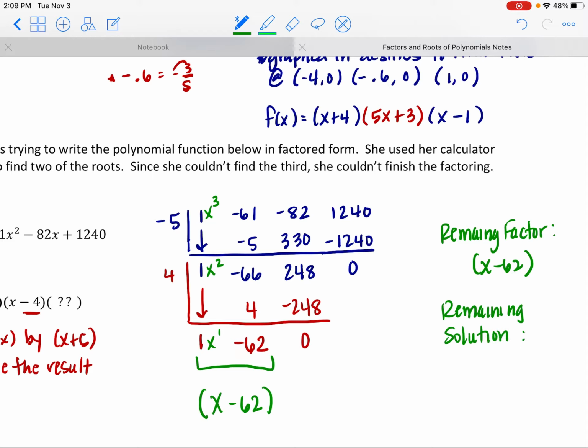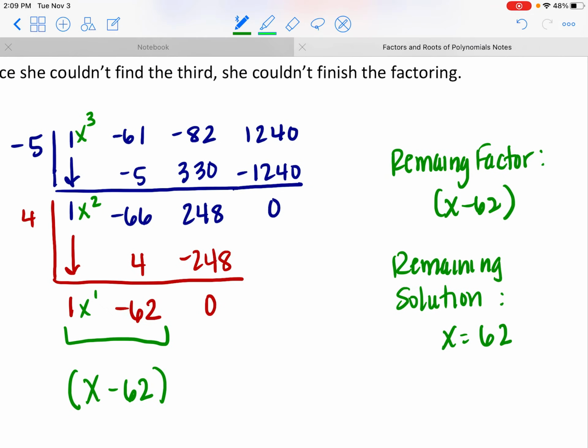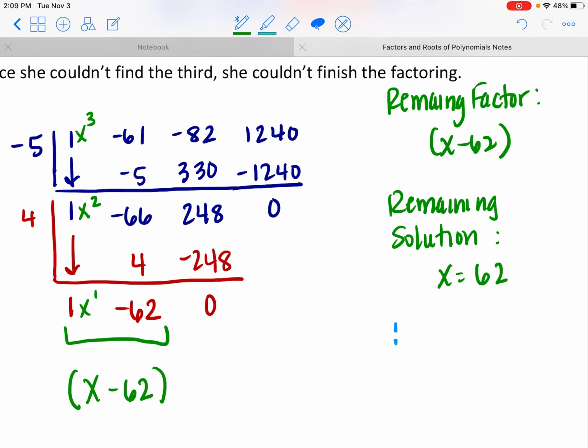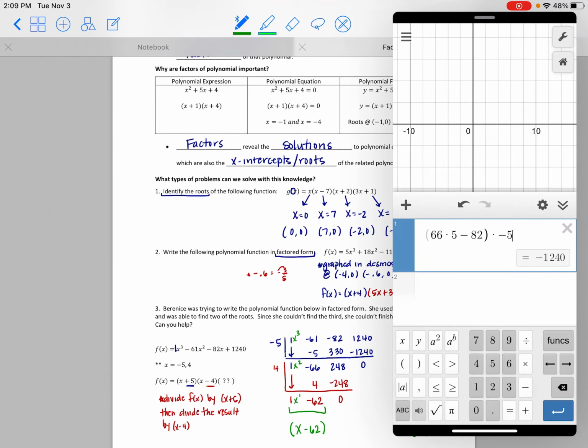Solution was x equals 62, or the remaining root. There's so many different ways to say this because they're all connected. We could say, let's turn the pen on, the remaining root is at 62 and 0. And I suppose that is why we didn't see that on the calculator.